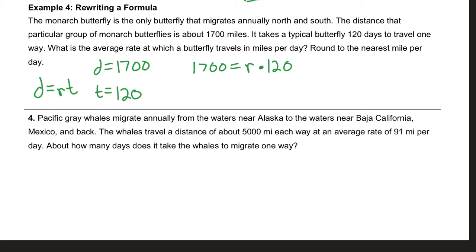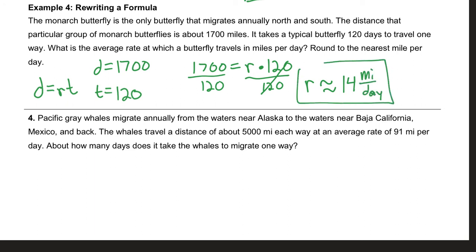So I'm solving for rate. To solve for rate, I have to eliminate 120. That means I divide both sides by 120. So the rate the butterflies travel at is going to be a decimal. We're going to round it to the nearest whole mile per day. So to solve that, I'm going to take 1,700 divided by 120. It's about 14.166 repeating. So the distance they travel per day, rounded to the nearest whole mile per day, is 14. 14 miles per day, miles over day as my units. And that is my solution to that equation.